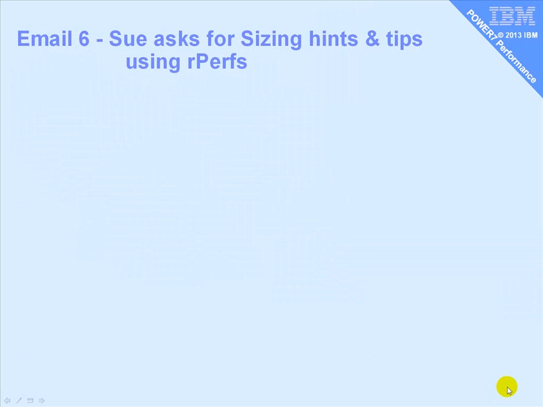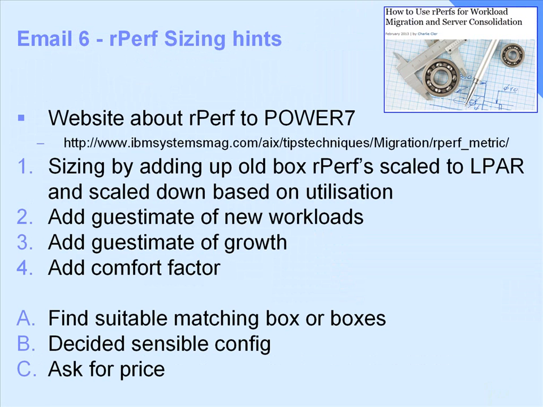Email 6 then is from Sue, asking about sizing hints and tips when using rPerfs to decide a config for a new machine, perhaps doing consolidation of older machines, for example. Well, the good news is there's a recent article in the IBM Systems magazine. The URL is here: AIX Tips, Techniques, Migration, rPerf Metric. And it goes through in a nice article describing how to do that.